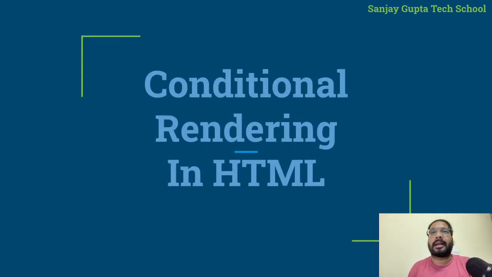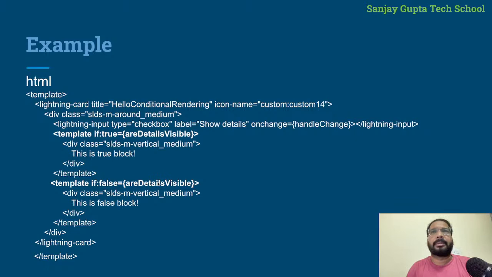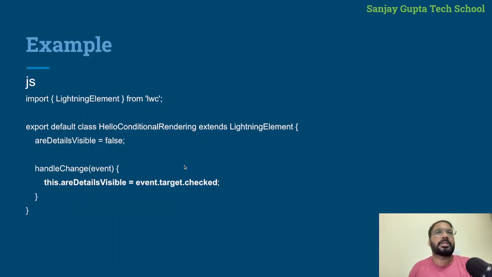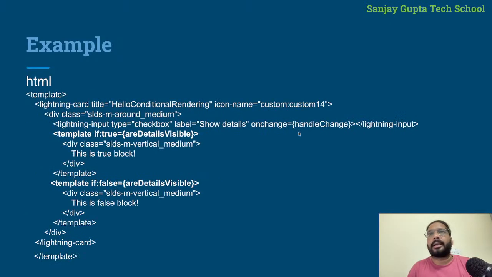Now we have conditional rendering in HTML. It is very simple. If you want to apply if-else in your HTML, we can use template if:true, if:false. And this is a Boolean variable, areDetailsVisible. This is Boolean, which is declared here. It initially has false, and here we have handleChange. So handleChange we have called here. Here we have lightning-input whose type is checkbox. So if you check the checkbox or uncheck the checkbox, it is like an onchange event, and the handleChange function will be executed.